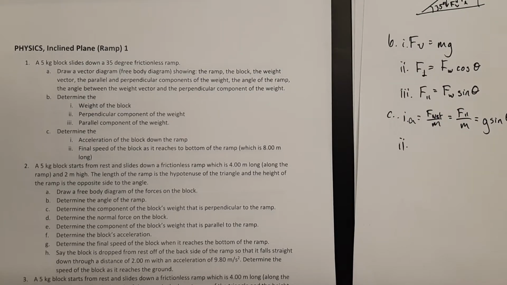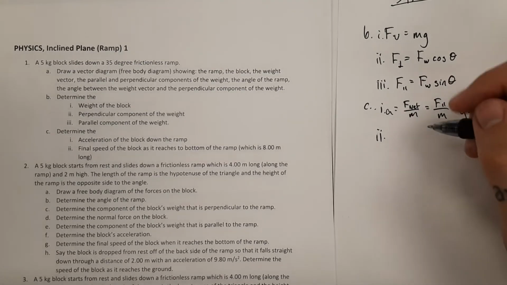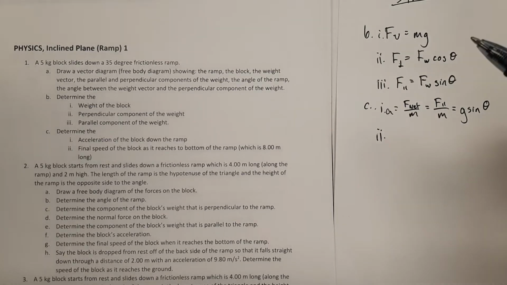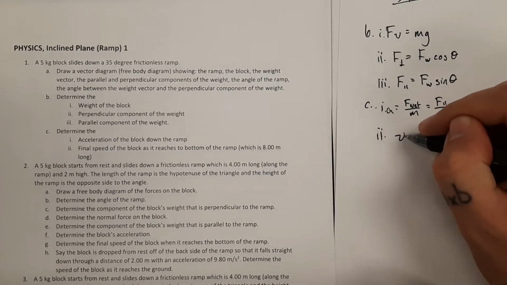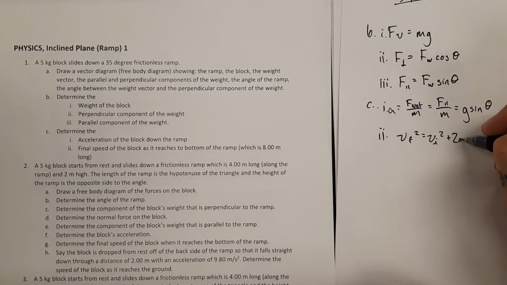All right, so now the final speed of the block as it reaches the bottom of the ramp, which is 8 meters long. Okay, so we're looking for final speed. We've got acceleration. So acceleration is whatever we had there. We've got a distance of 8 meters. This thing is starting from rest, so you've got an initial speed of 0. So with acceleration, initial speed, distance, final speed, that means we're looking at formula C. So you got this VF squared equals VI squared plus 2AX.